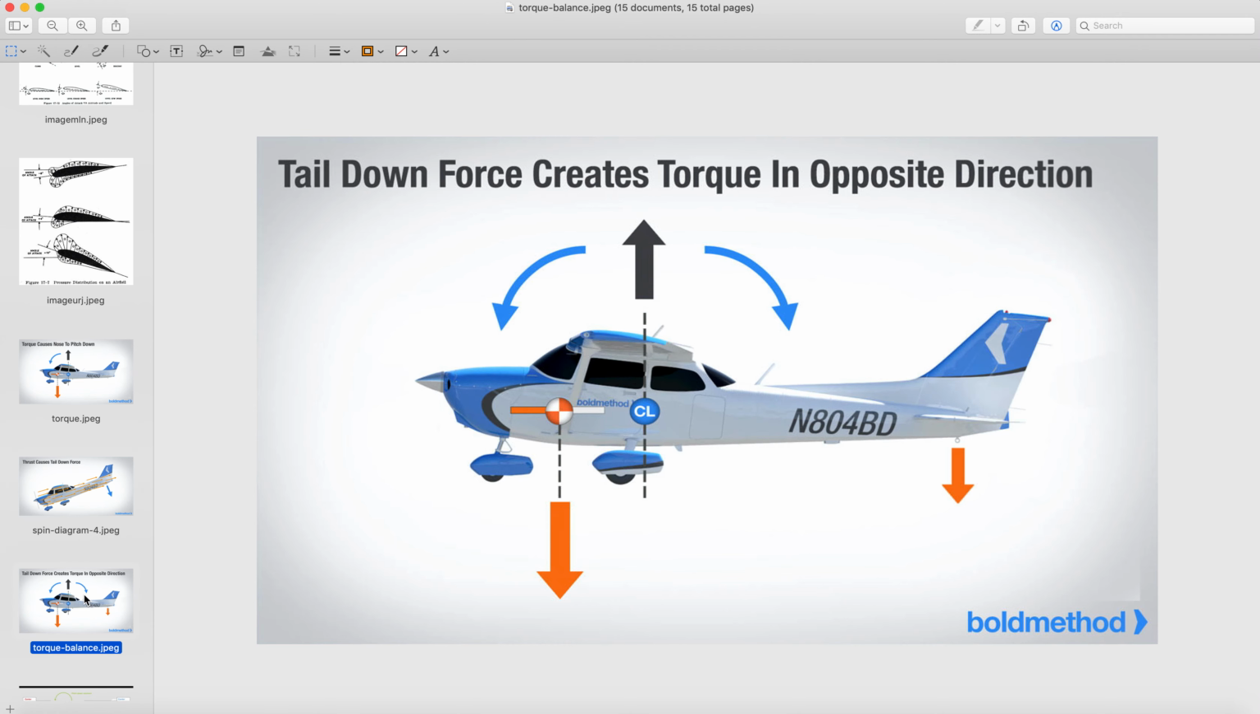Now there's more. So tail down force creates torque in the opposite direction. So it's a fine balance basically between your thrust and your elevators. Obviously, they're needed, right? Your thrust and your elevators to keep your plane balanced, right? But lift requires, on almost 99.9% of planes, lift requires the nose to be above horizontal. That's why they always fly with the nose above horizontal.